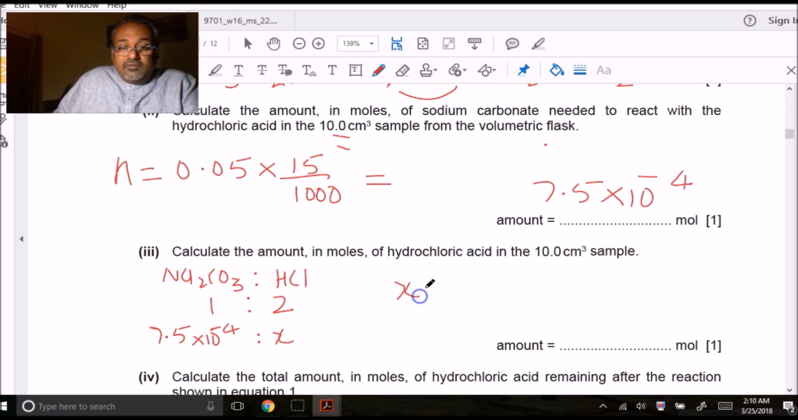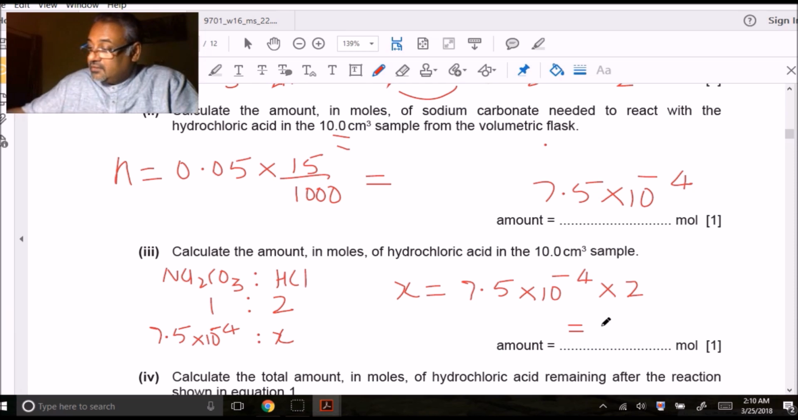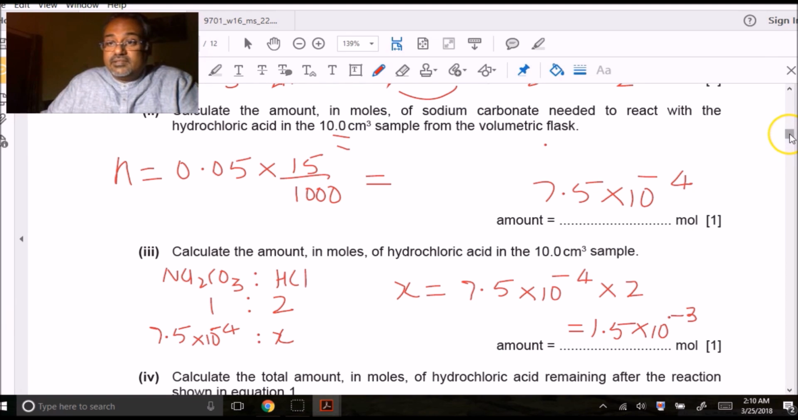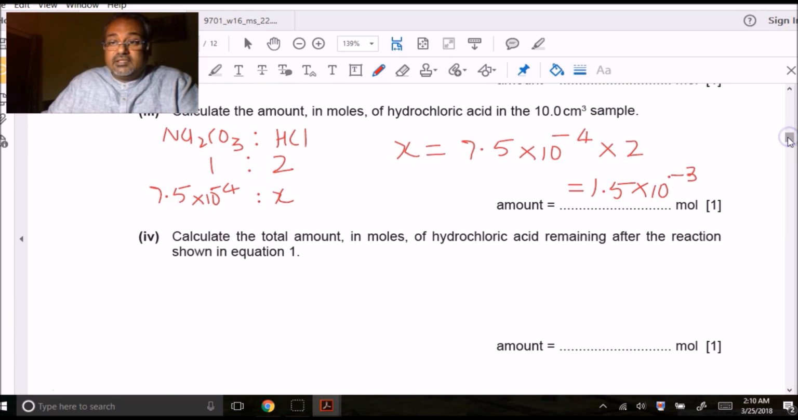To find the value of x, I just have to take the previous answer and times it by 2. When we times this by 2, we end up getting 1.5 × 10^-3. So that's the moles of the acid present in 10 cm3. Now don't forget that is 10 cm3, which was taken out of 100 cm3.